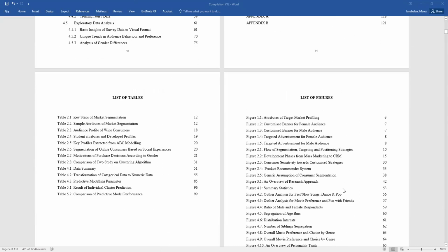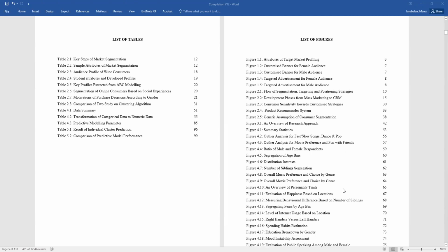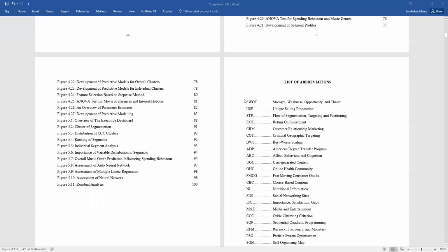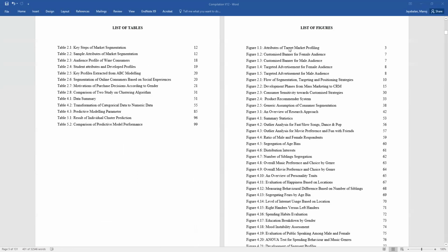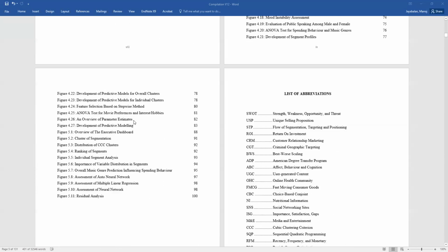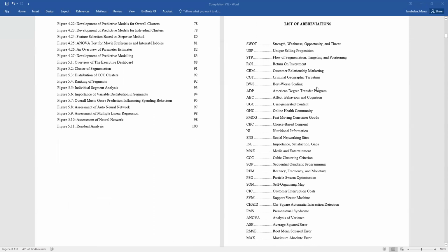Okay, so you can see the list of tables and list of figures. Here is the list of abbreviations. This particular student has more than 1 page of figures. As you can see, it has already gone to the second page, so you don't have to keep another heading; list of figures is not required. She has quite a lot of analysis, and you can see the list of abbreviations here.